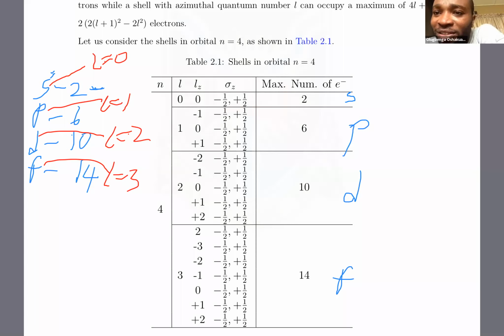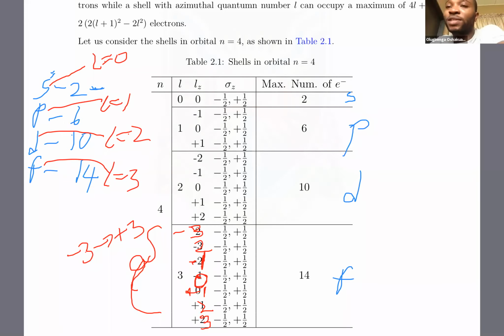There is a mistake I would have to correct. This should be from -3 to +3. It should be -3, -2, -1, then 0, then +1, +2, and +3. I'll correct this and update. So the magnetic quantum numbers should range from -3 to +3, and each of the magnetic quantum numbers would have 2 unique spins, which are -half and +half.